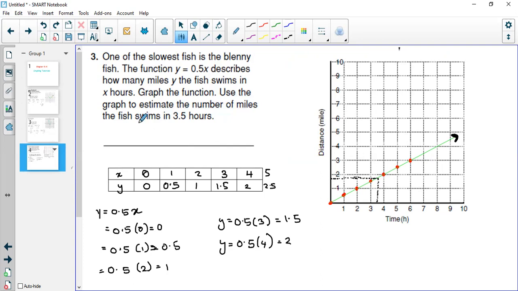So, use the graph to estimate the number of miles the fish swims in 3.5 hours. It swims how many miles? 1.75 miles in 3.5 hours. This is how you use a graph to read or collect information, whichever they have asked or whichever we need. From the point where they say that's 3.5, we go up till we join the line which we drew, and then go across and check on the y-axis where that lands. That lands almost at 1.75, so in 3.5 hours it swims 1.75 miles.